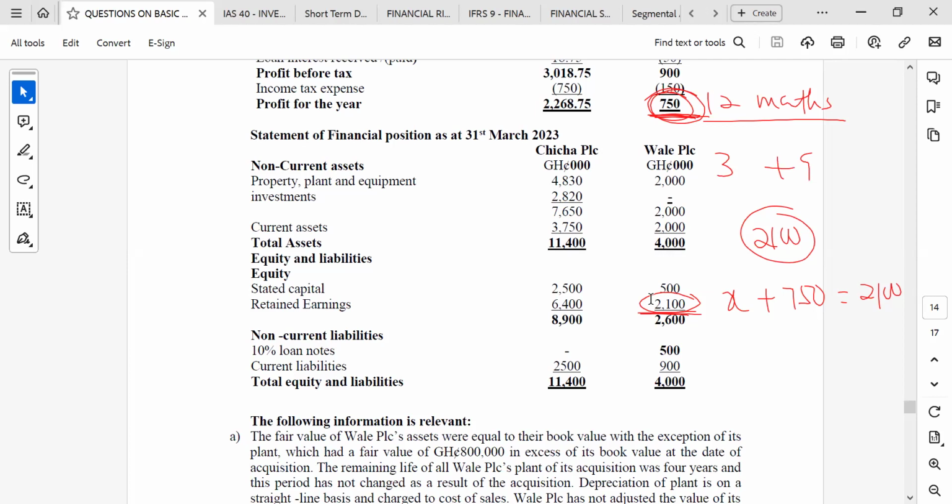So we take the 9 months profit from this particular 2,100 and we will get the retained earnings at acquisition. Or you find the retained earnings at acquisition yourself, then find the 3 months profit and add it to it. You'll be getting the same figure. So let's do 2,100 minus 9/12 multiplied by 750. What are we getting?